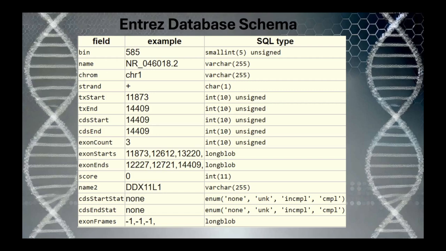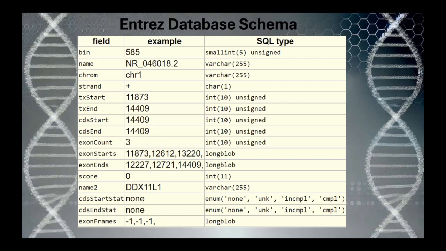Exon count stands for the number of exons in the transcript. Exon start is a comma-separated list of exon start positions using a zero-based index, and exon end is the comma-separated list of exon end positions using a one-based index. Score stands for the score of the transcript, which was used historically but has lost usage in modern times.